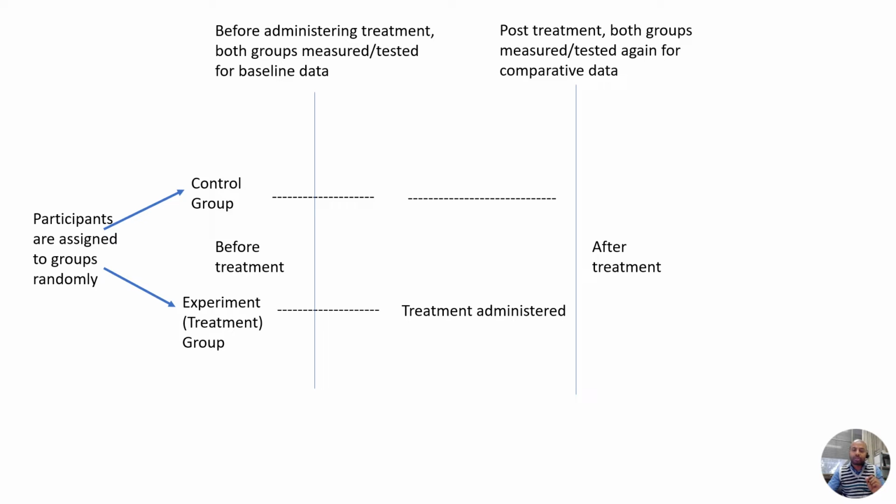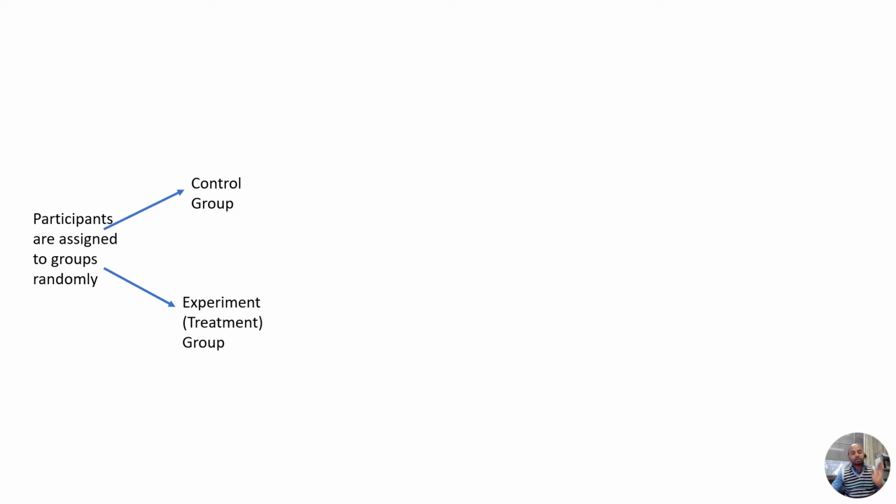But don't ever think that the treatment needs to have a significant impact or try to alter your data to show a significant impact. Even if it doesn't have a significant impact, that's still a finding of your research. All right, so let's take an example here. So remember I mentioned that we take a group of participants and we allocate them randomly to a control group and to a treatment group.